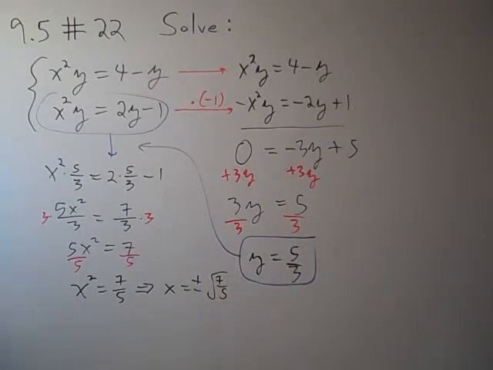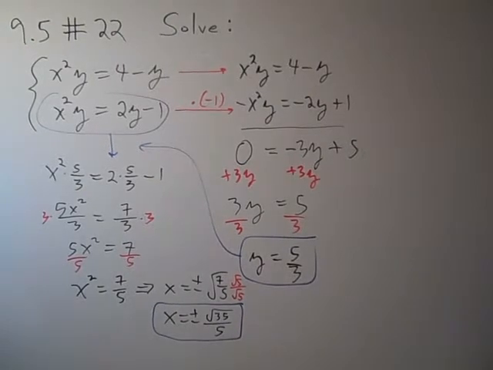We need to rationalize the denominator here. So we end up getting that x is equal to plus or minus the square root of 7 times 5, which is 35, over 5 times 5, which is 5. So we have 2 values for x and 1 value for y. That's what we expected from looking at the graph.